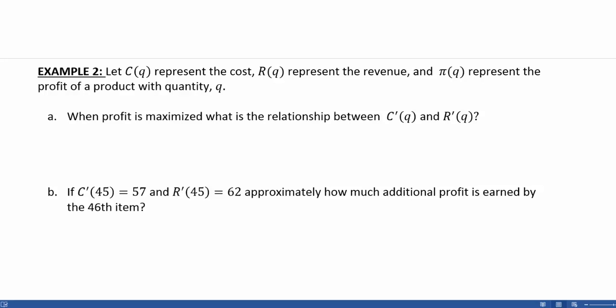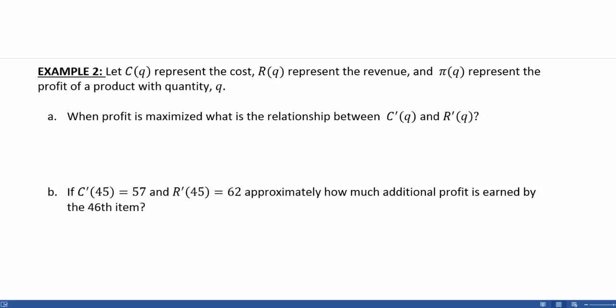Example 2. Let C of Q represent the cost, R of Q represent the revenue, and pi of Q represent the profit of a product with quantity Q. Part A. When profit is maximized, what is the relationship between the derivative of cost and the derivative of revenue?